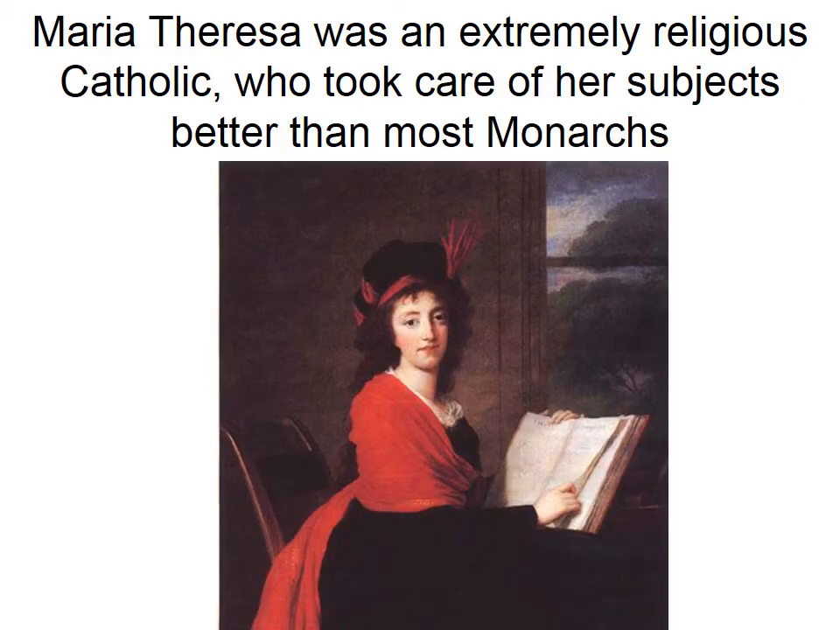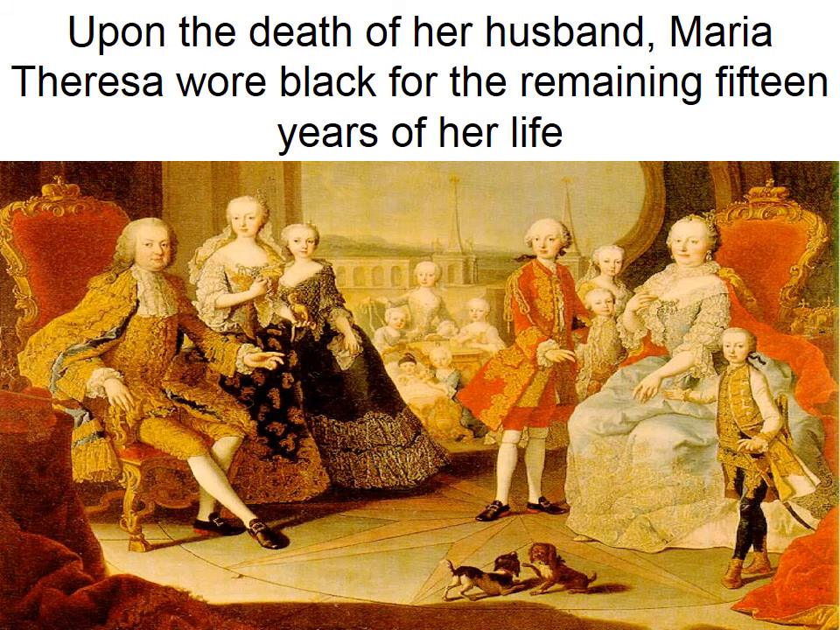She was an extremely religious Catholic, so it is important to understand that. However, she took care of her subjects better than most of the monarchs we discussed. She had a very nurturing quality about her, and the condition of her subjects was very important to her. Upon the death of her husband, it's also important to note that she wore black for the remaining 15 years of her life. So she was very loyal. She is not known to have conducted any affairs or anything like that. She was loyal to her husband and also played a very active role in raising her children, which was pretty rare for a king or a queen to do back then.